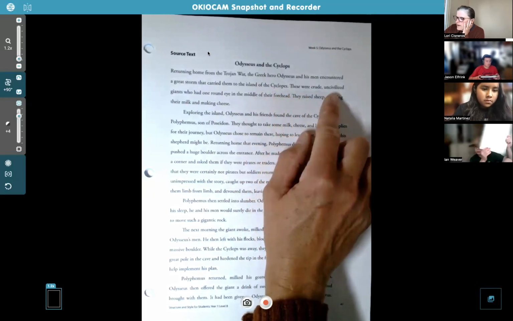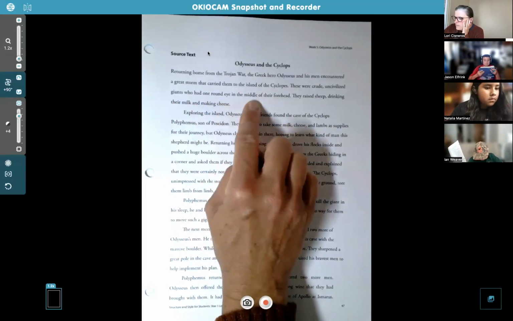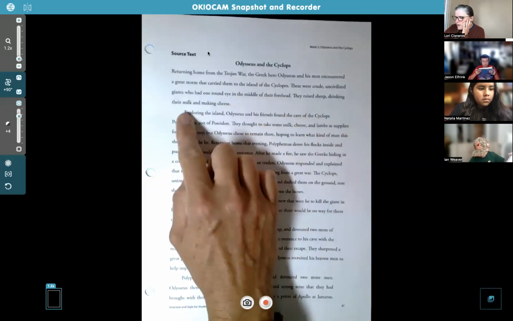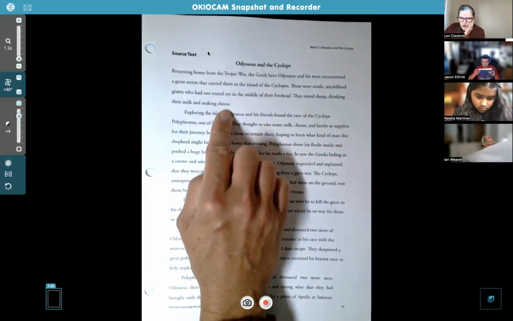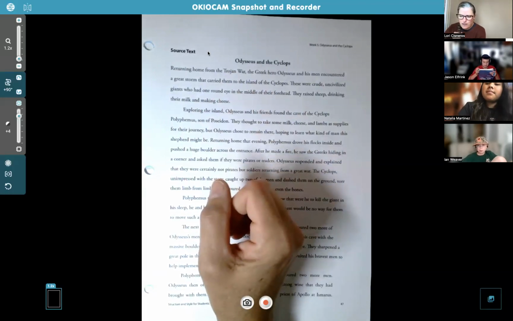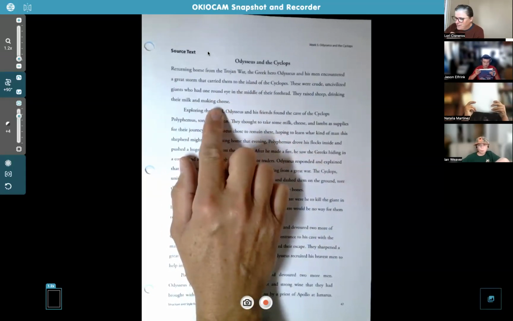These were crude, uncivilized giants who had one round eye in the middle of their forehead. They raised sheep, drinking their milk and making cheese. It's kind of funny because these giants are strange and they have this eye in the middle of their forehead. And they do such a sissy thing, raising sheep and making cheese and drinking milk. You would think they'd be great warriors and powerful, because they're giants. But no, they raise sheep and they milk and they make cheese. So weird.